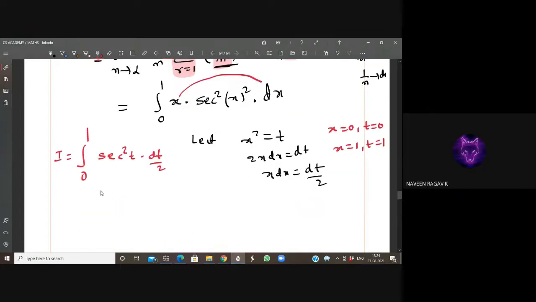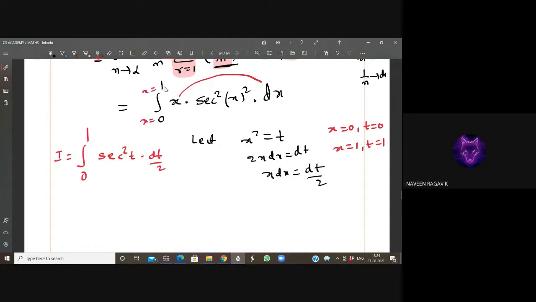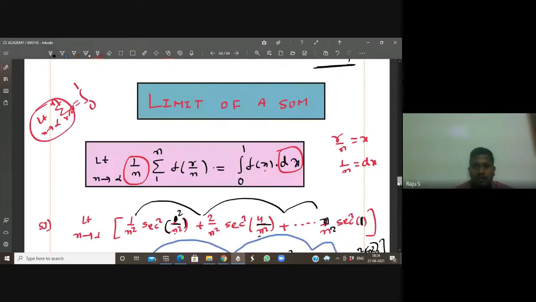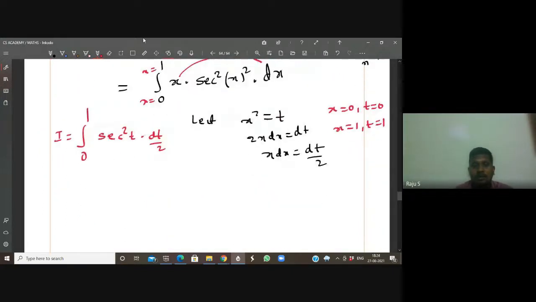Sir, how upper limit to lower limit 0 to 1, sir? Substitute here. These are the x values, not limits. x is equal to 1, x is equal to 0. This is according to the formula. 0 to 1 only you have to take. Other than that, don't take any other values.